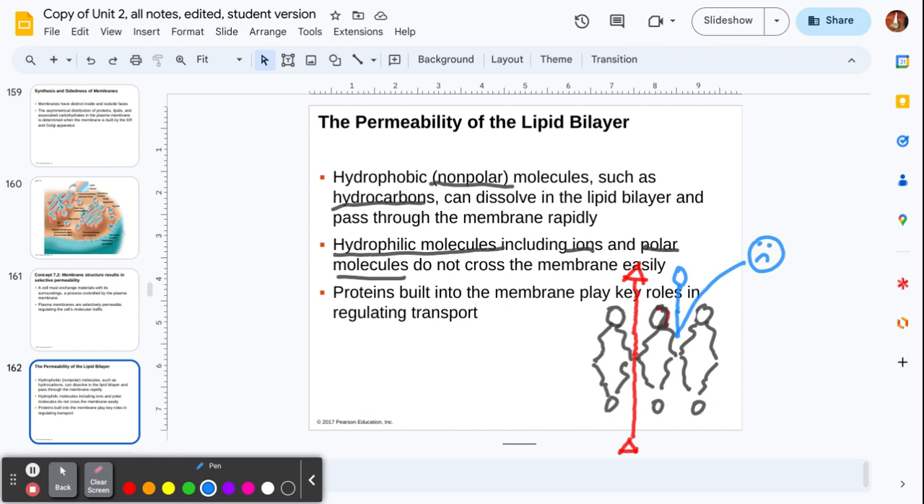Yes? So what is that something else that it would need to get across? That's a brilliant question, and that's our next little bit here, which is that there are proteins. Proteins act as a safe zone for those polar molecules to get across.